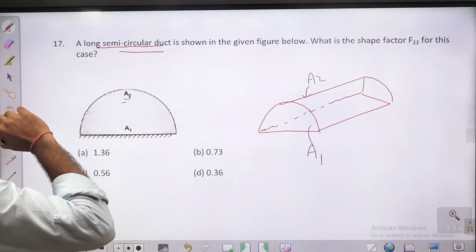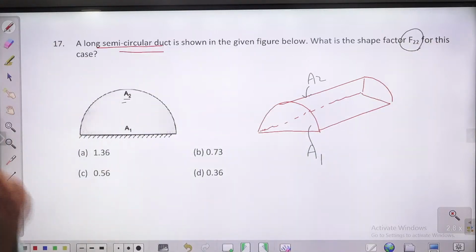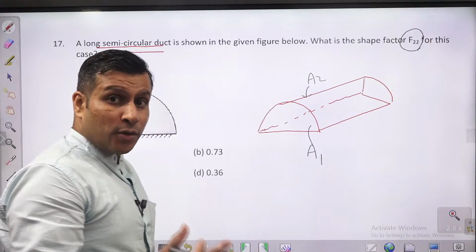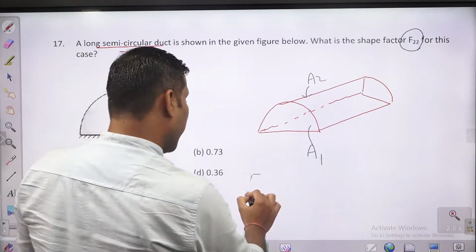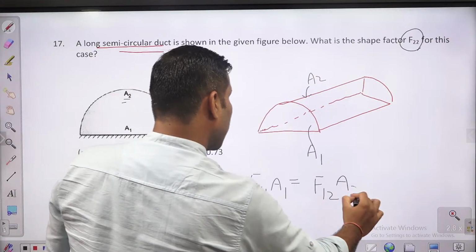He is asking you what F22. आपसे F22 पूछ रहा है बच्चों. He is asking you F22. Very simple question, guys. According to the reciprocity theorem, for the shape factor, we know F11A1 is equal to F12A2. Yes or no?